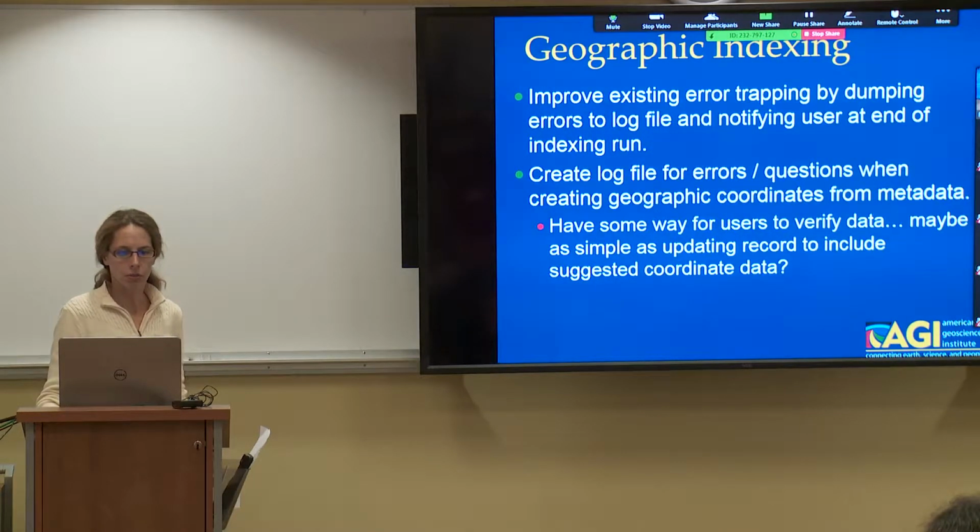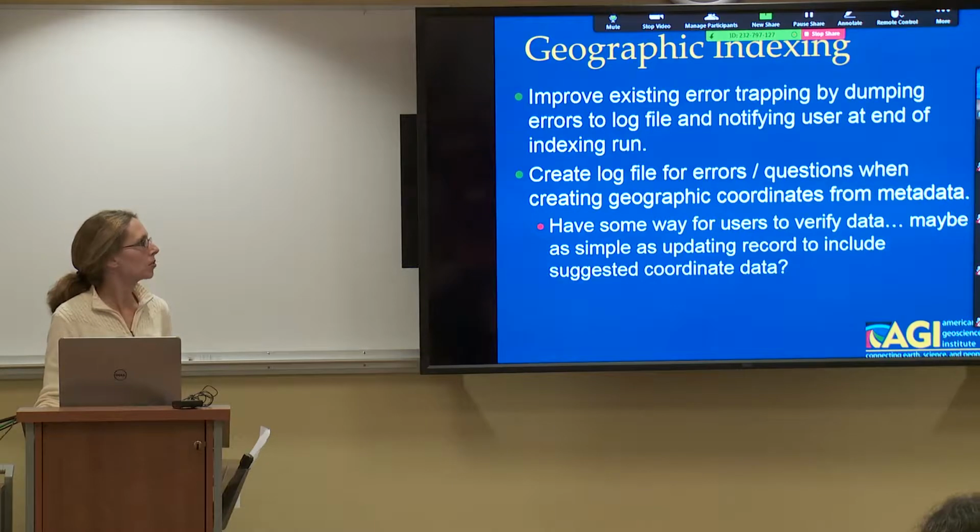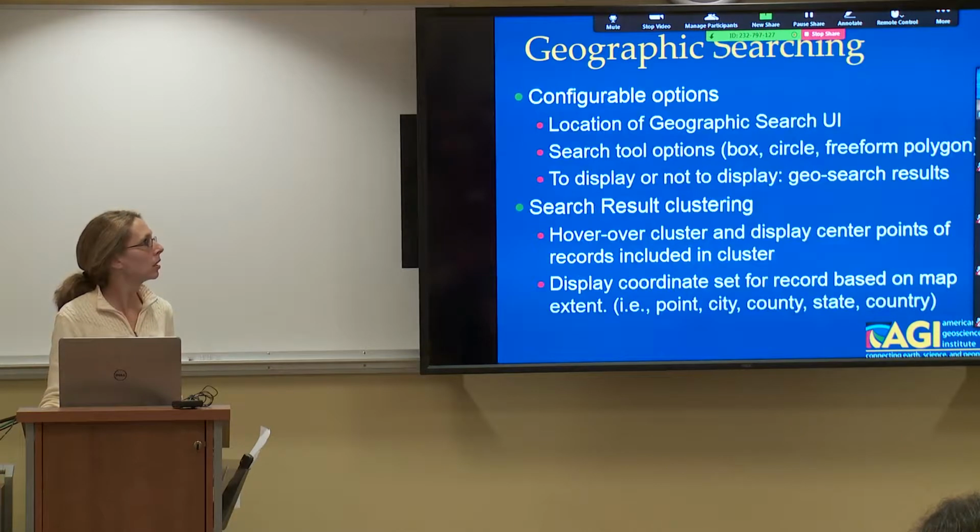So definitely improving the error trapping, I mentioned that before. Also for creating geographic coordinates, have some sort of log file for errors or questions where the algorithm's not sure that this is really the coordinate it should be producing. So have some way for users to verify and maybe update the record.